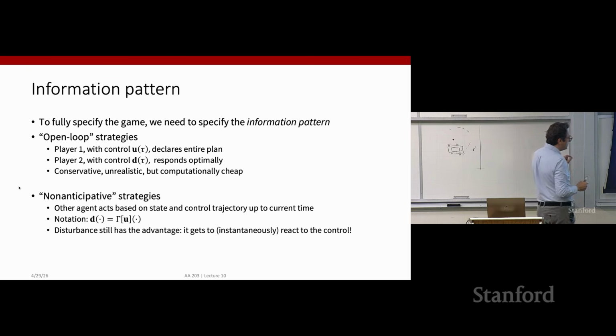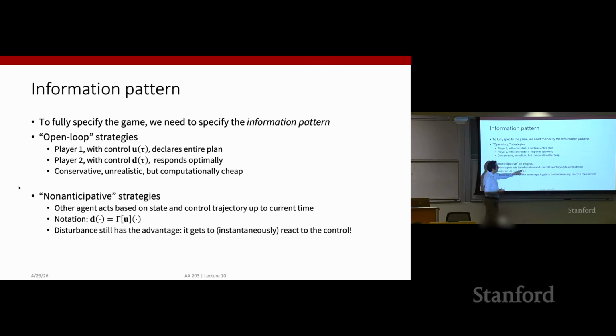So the other agent, meaning player 2, acts based on the state and control trajectory up to the current time. Note the notation: the set of strategies we look at are those strategies whereby we get to see u from time t0 up to the current time. Note that player 2 still has a little bit of advantage because it gets to see first what you do now and then replies.